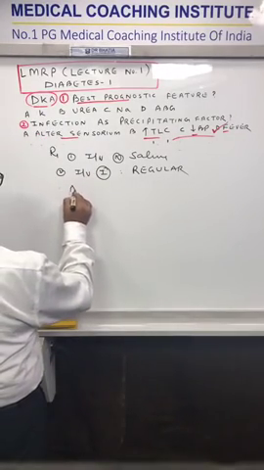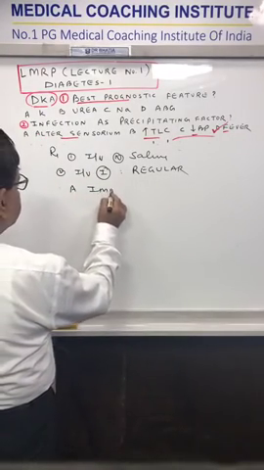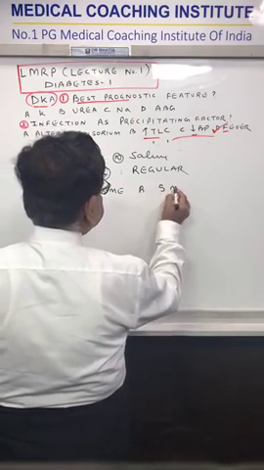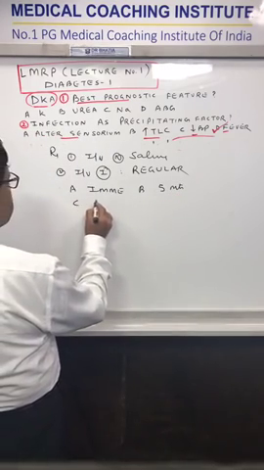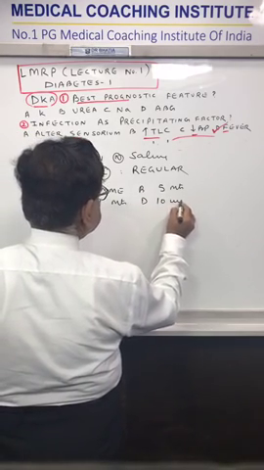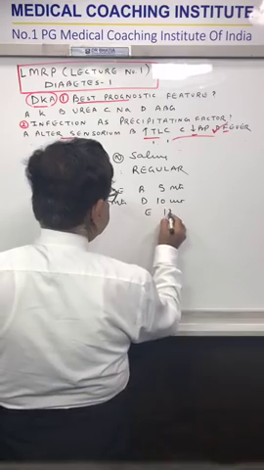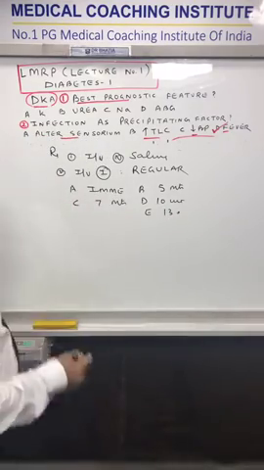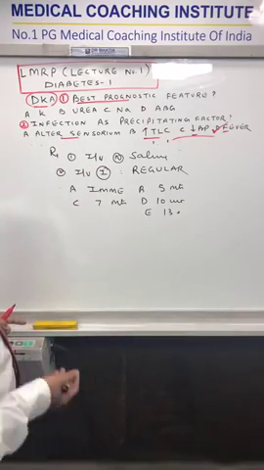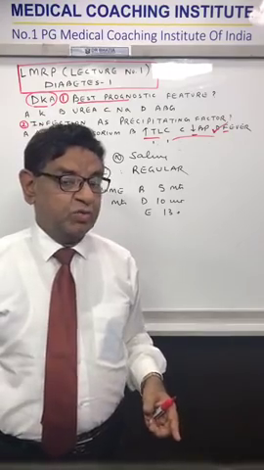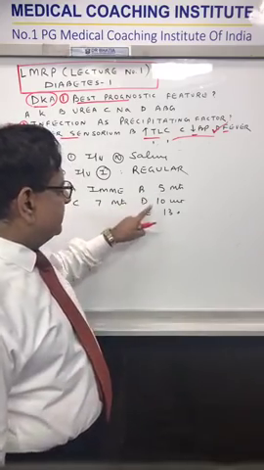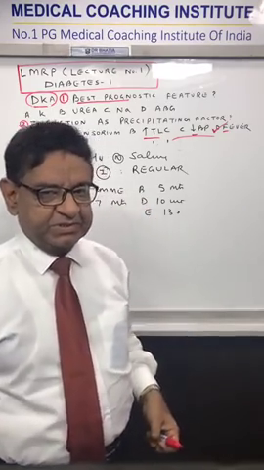Option A, immediately. Option B, in around 5 minutes. C, in around 7 minutes. D, in around 10 minutes. E, in around 13 minutes. You get 30 seconds to think and answer. Just write down the answer in your copy. You give IV regular insulin. The action will start at what time?